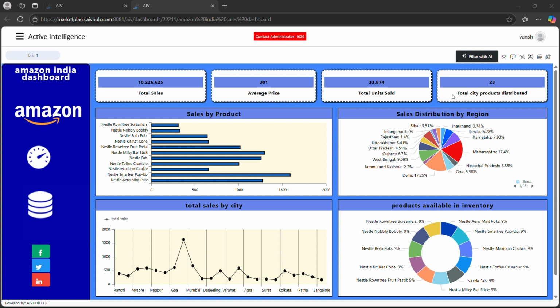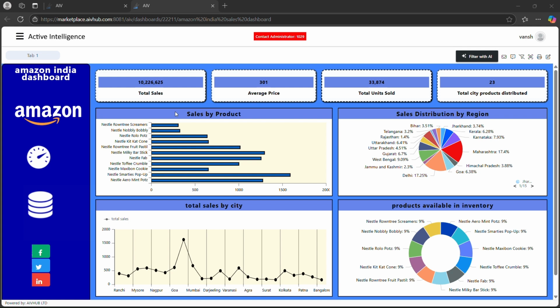And the last KPI which we have is total city product distributed. This KPI indicates the number of different products distributed across various cities. It is the count of unique products sold in each city, which is a total of 23 cities where the products of Amazon India are being distributed. All these four metrics provide a quick snapshot of the overall sales performance of Amazon India.